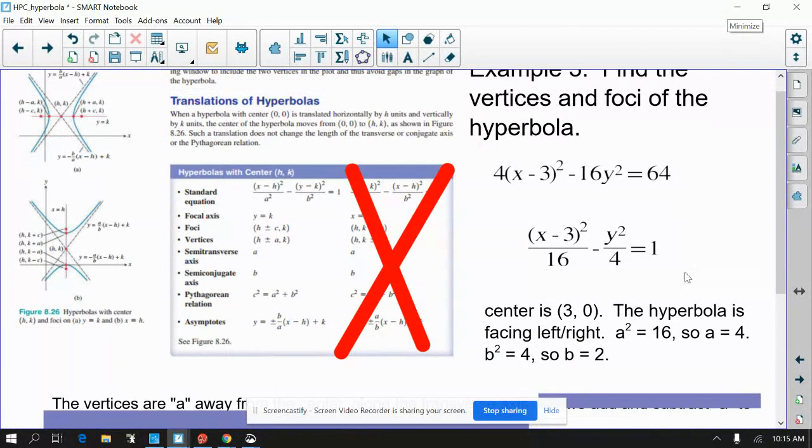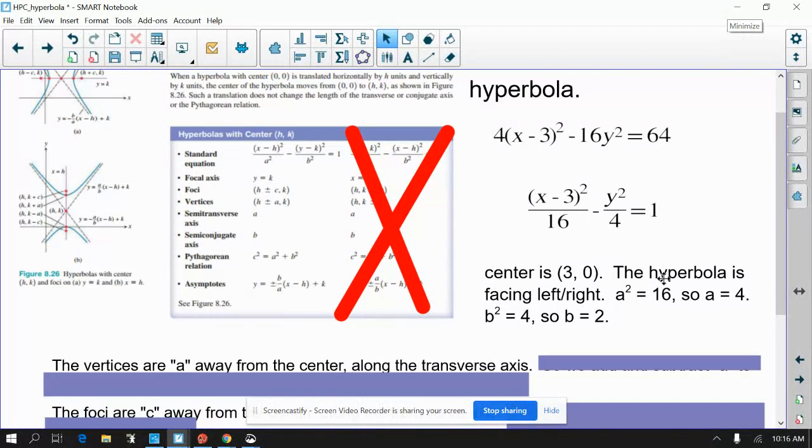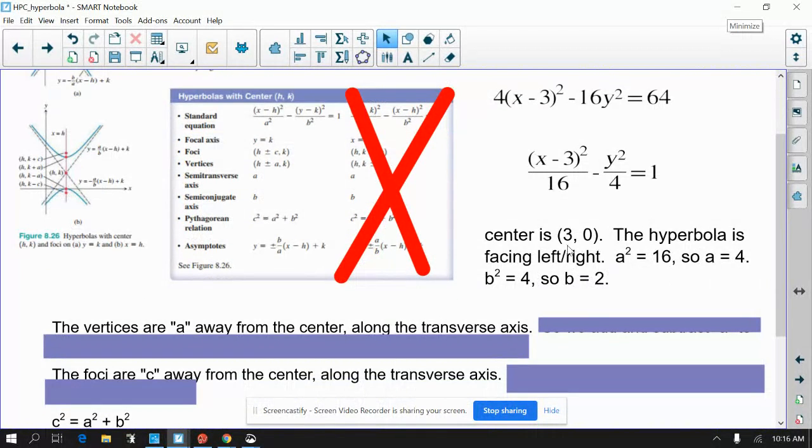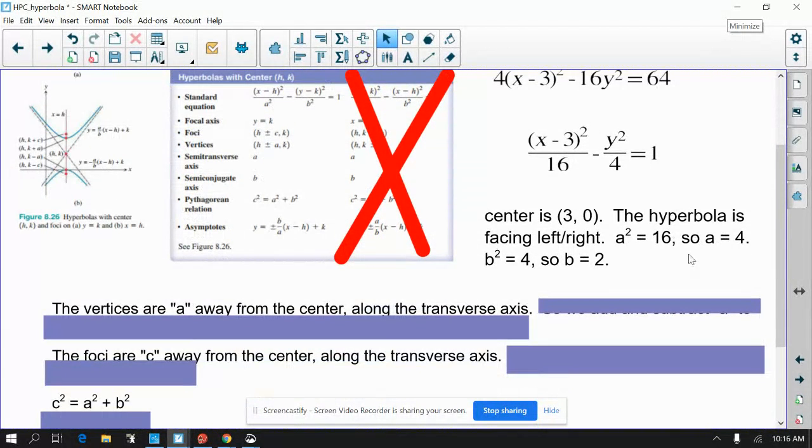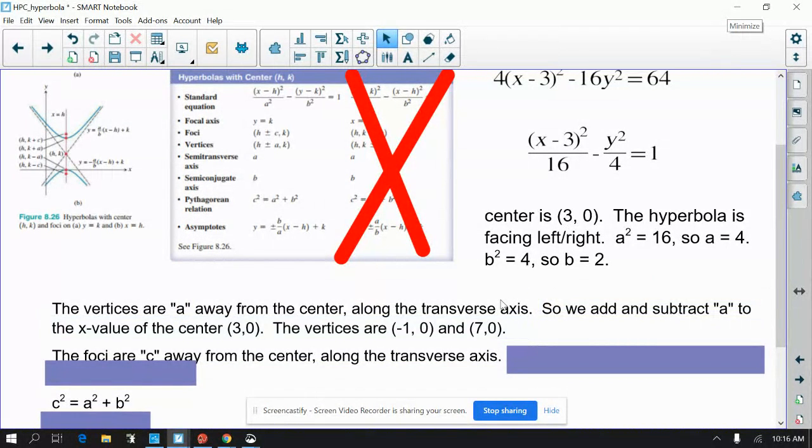Well, the vertices are a away from the center. So I know my center, and I know I'm facing left and right. If I'm facing left and right, then the vertices and the foci are also left and right of the center. And remember, this is called the transverse axis, the thing that connects the two vertices. So I have to go a to the left and to the right of the center, which is just adding and subtracting a to the x part of the center. So the two vertices are (-1, 0) and (7, 0).